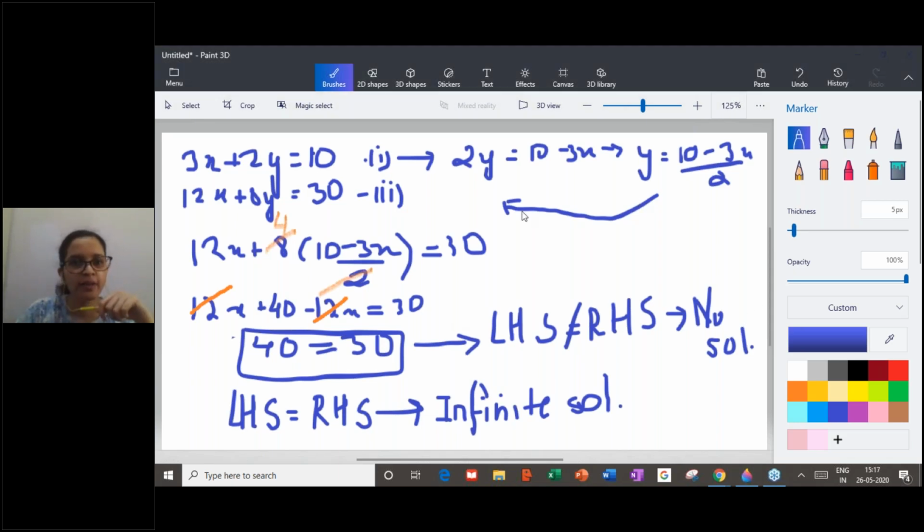In the first line, what have you written after 2x? First line, 3x plus 2y is equal to 10, or 2y is equal to 10 minus 3x. Where are you stuck? I'm sorry, my handwriting is a little bit bad.